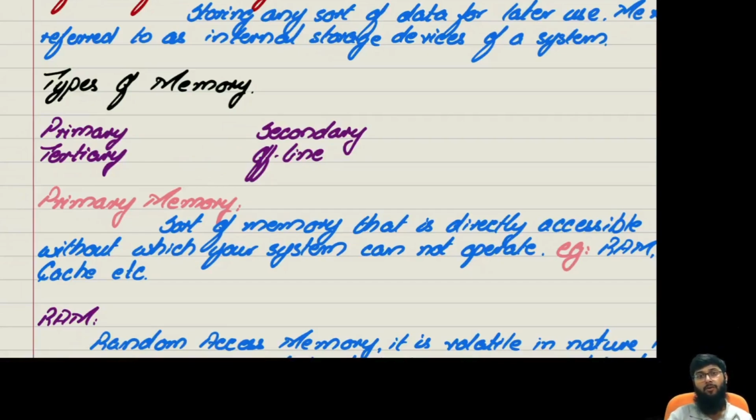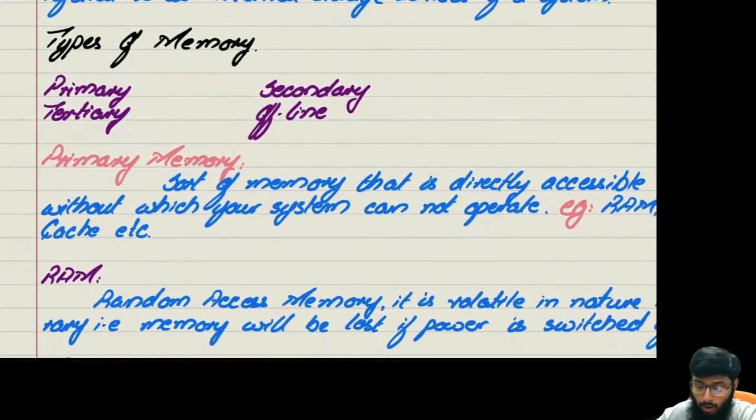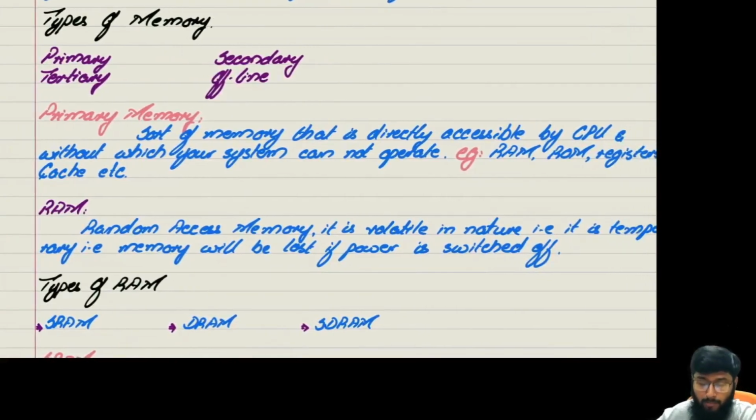Now coming to primary. Primary is something without which your system cannot operate at all. It won't do anything. For example, God forbid, if you did not have your brain, your lungs, or your heart, without these organs in your body you cannot operate, you can't live. Similarly, primary memory is something without which your system cannot operate even a single step. The primary storage devices include RAM, ROM, registers, and cache. These are the primary storage devices.